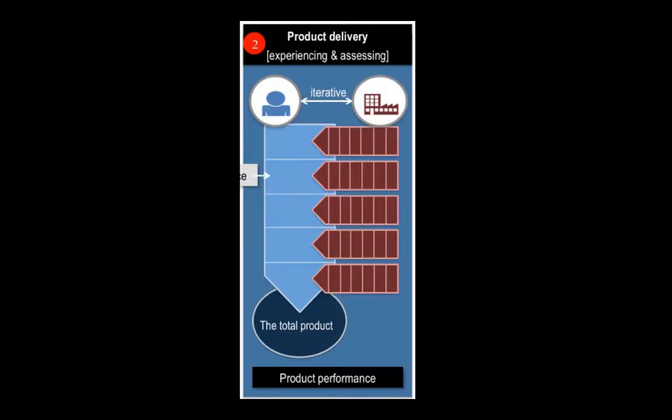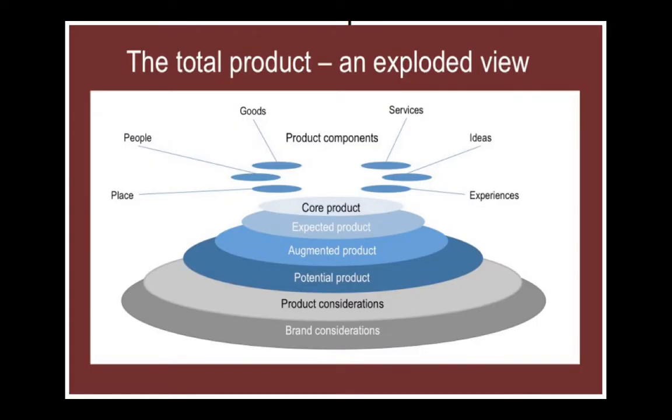Once a decision has been made, the next zone comes into play, the product delivery stage. The product delivery focuses on assessing the experience of the product and assessing the value of the product. The total product is comprised of 6 components: goods, people, place, services, ideas, and experience. All products have all 6 components. However, some are more dominant than others in different products.